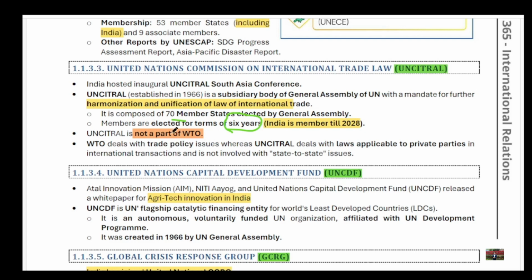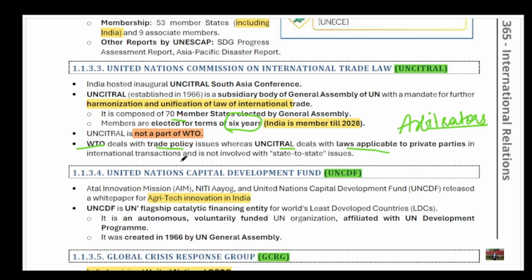The major difference between UNCITRAL and WTO is that the World Trade Organization, that is WTO, basically deals with trade related policy issues between the states, whereas UNCITRAL deals with laws applicable to private parties engaged in international trade, so that if there is an arbitration, the arbitrators and the private individuals abide by the laws in the UNCITRAL convention. All right, so this is the difference.